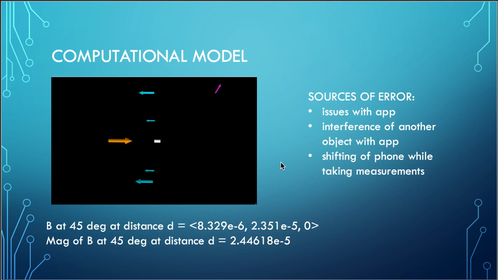So these are the results of the computational model. This is the vector that was given at 45 degrees, and this is the magnitude of that. This is shown by the computational model here. And then the sources of error are that there could be issues with the app, there could be interference of another object, there are a couple objects that could mess it up, and then shifting of the phone while taking measurements, because slight changes could mean a difference in the calculations.